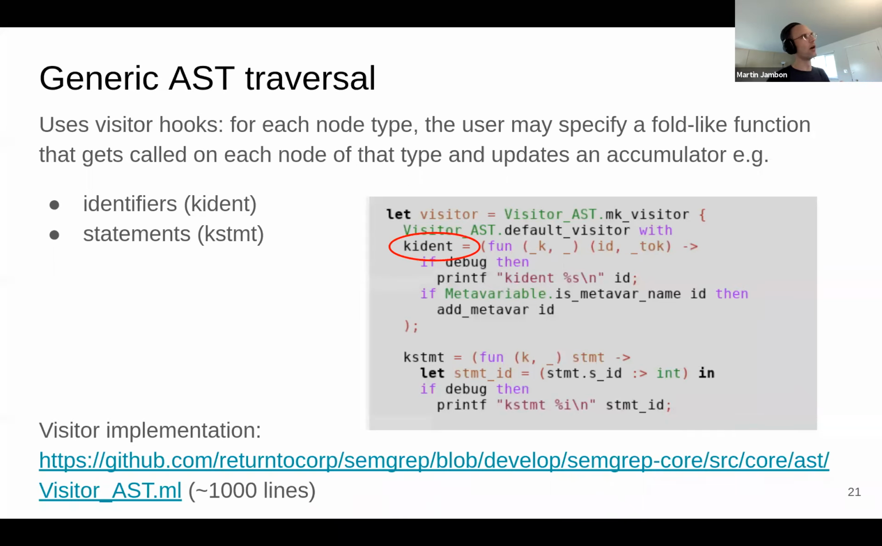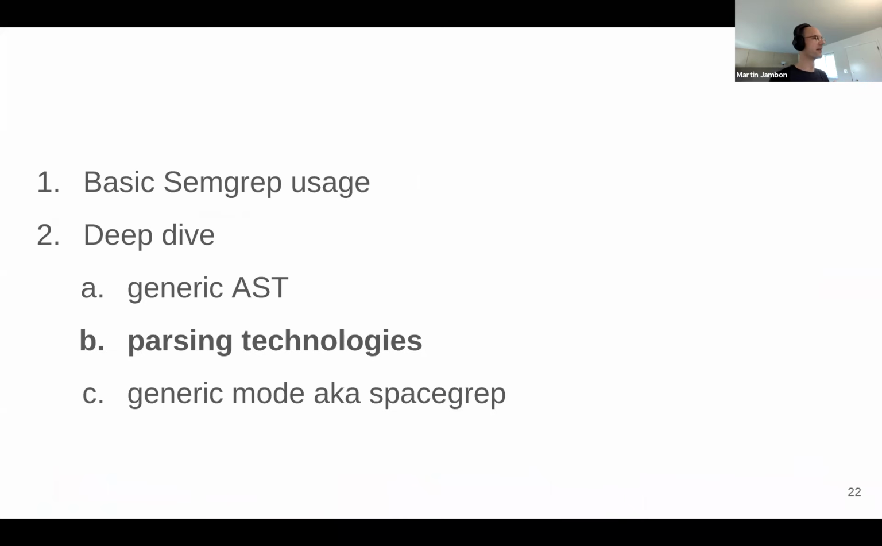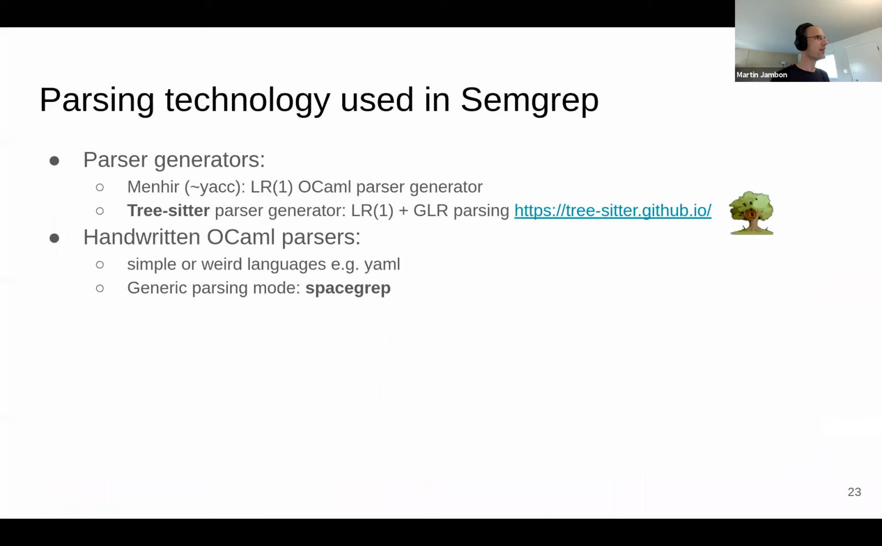That's my message. Getting there though is the interesting part I'm going to talk about now, like the various parsing technologies. So let's see. I mentioned tree-sitter earlier. I'm going to talk more about that. But the main two parser generators we're using now are Menhir, which is an LR1 parser generator for OCaml.